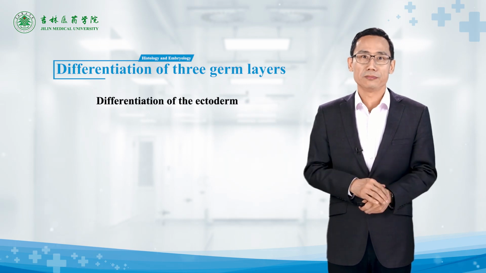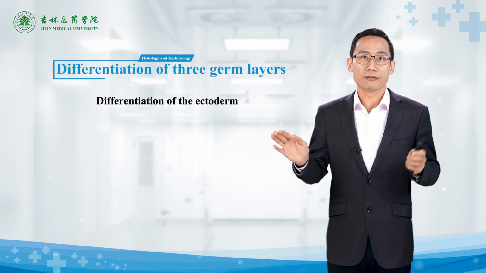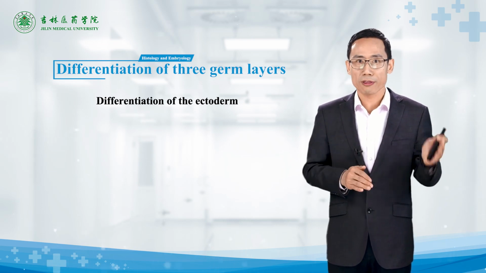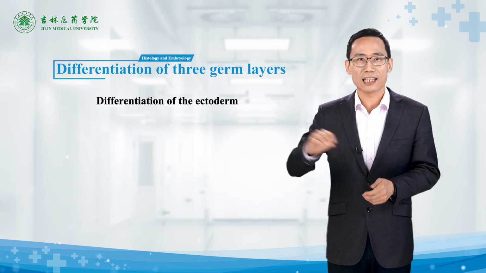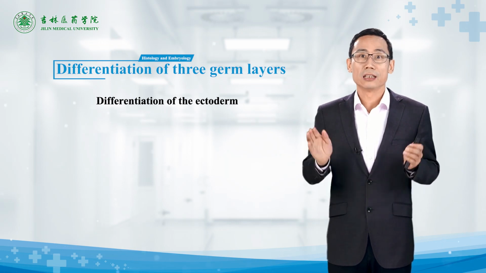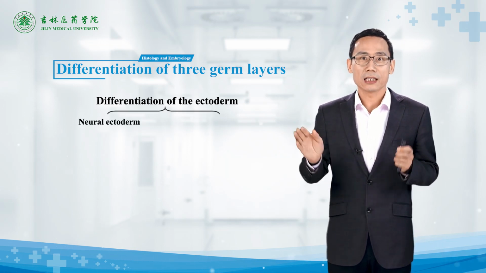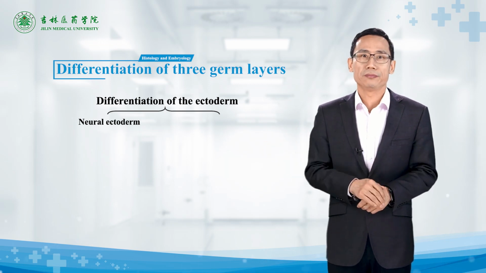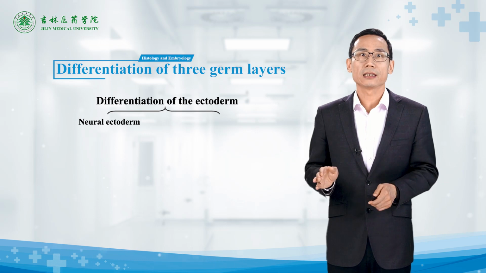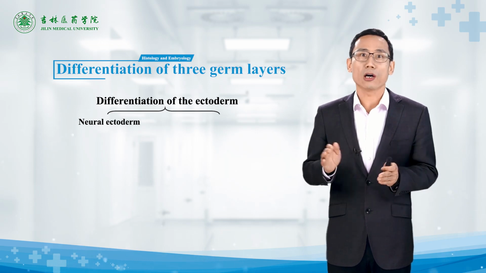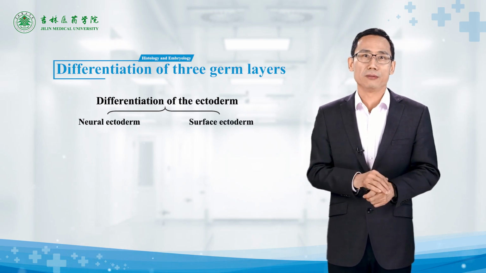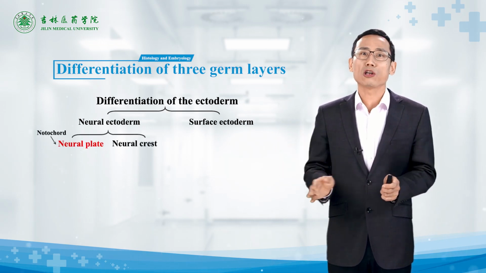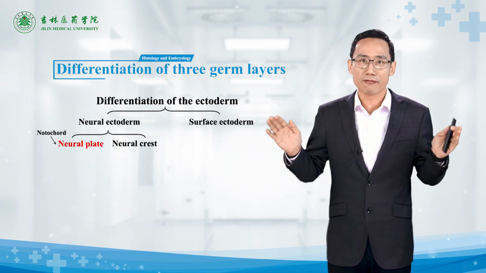Differentiation of ectoderm. After the formation of the notochord, the ectoderm of the dorsal midline was induced to thicken and become plate-like, which was called nerve plate. This part of the ectoderm, also known as neuroectoderm, forms the nerve plate, while the rest is often called the superficial ectoderm.